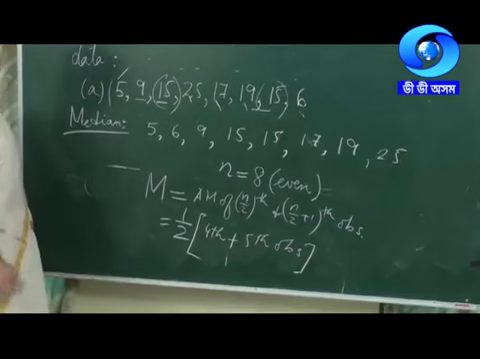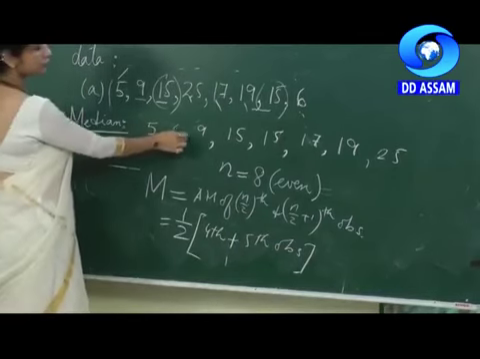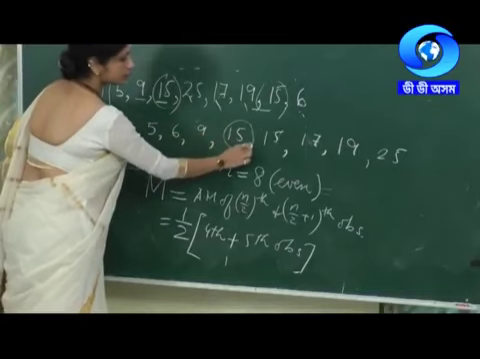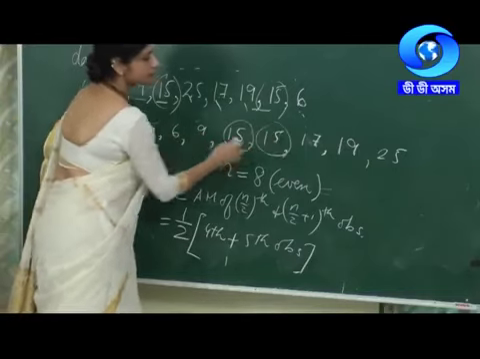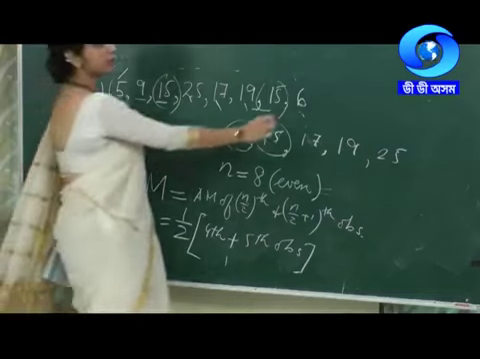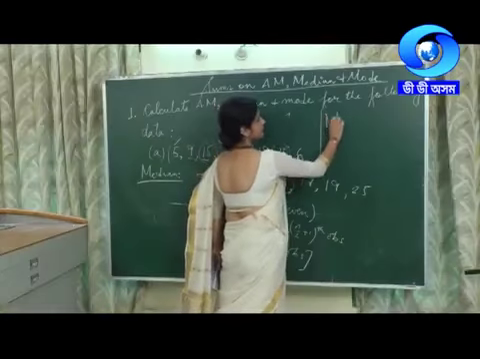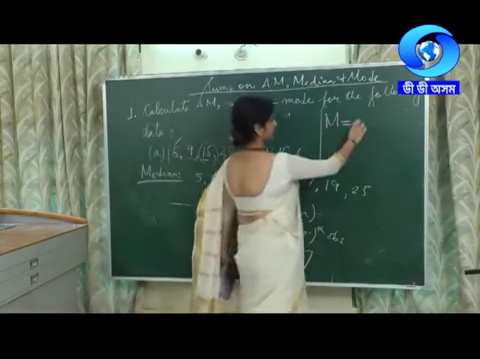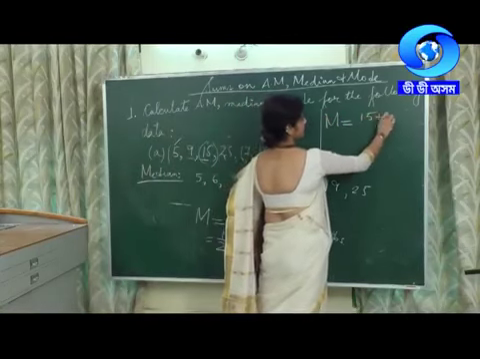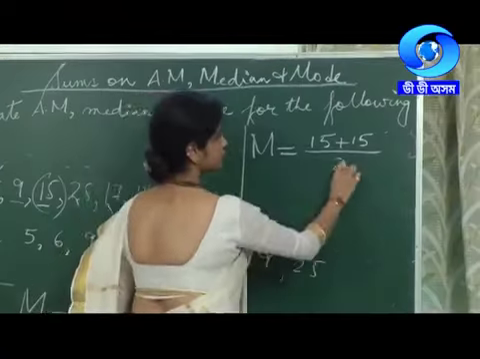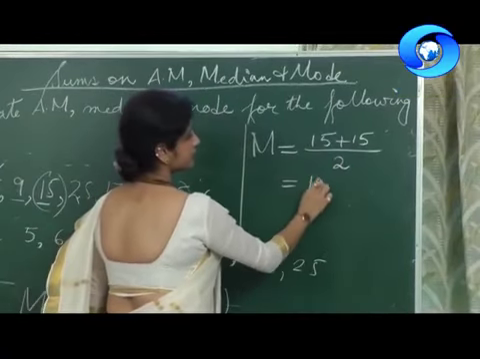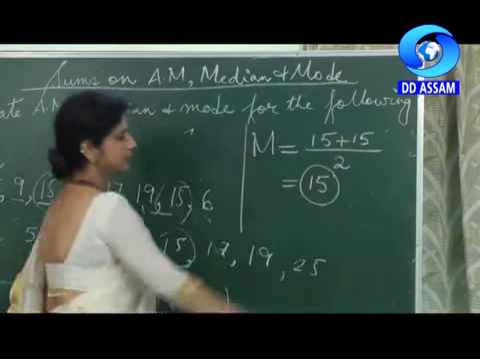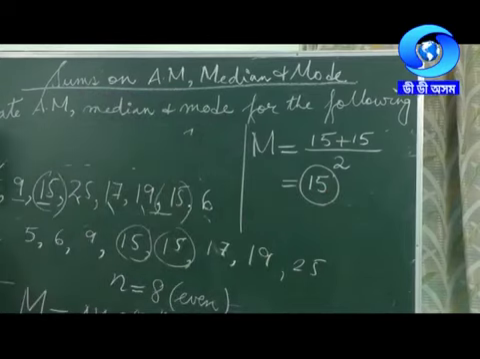Now which is the 4th observation? 1, 2, 3, 4. This is the 4th observation. This is the 5th observation. So what will be the value for median? Median is equal to 15 plus 15 divided by 2. That is, 15 will be the median for the given series.